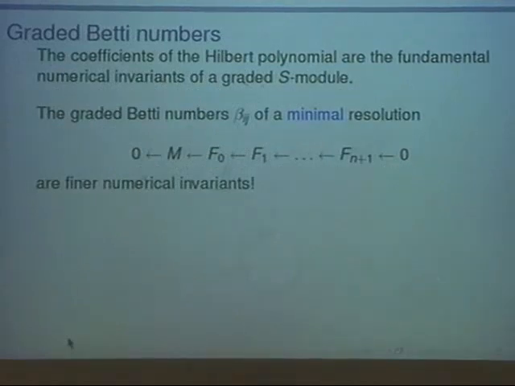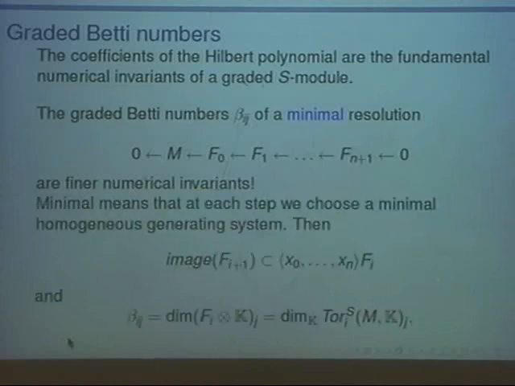So the graded Betti numbers, let's come to this. The coefficients of the Hilbert polynomial are the fundamental numerical invariants. The graded Betti numbers, beta_ij, of a minimal resolution are finite numerical invariants. Minimal means that at each step we choose a minimal homogeneous generating set, which has as consequence that the image of F_(i+1) lies in the maximal ideal times F_i, or that the beta_ij are dimensions of Tor groups. So they are invariants.